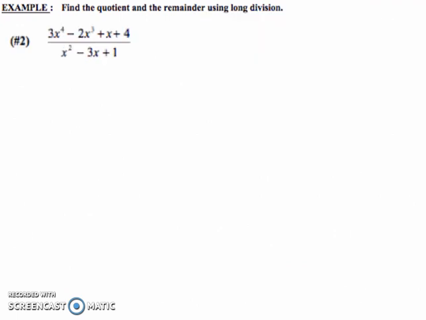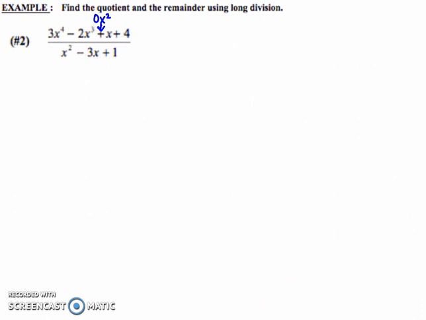This second one is a bit more complicated. The first thing I want to point out is that our dividend is missing a term. It goes 3x squared minus 2x cubed. We don't have an x squared. So right here we are missing a 0x squared, or we need to add in, I should say, or hold the place with a 0, and then we have x and 4. Our divisor goes x squared, x, constant, so that's fine.